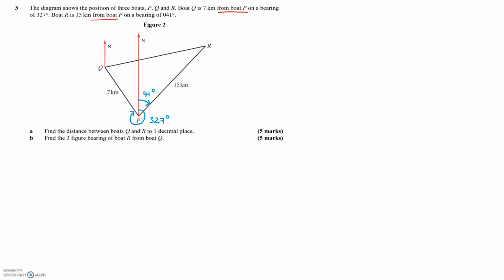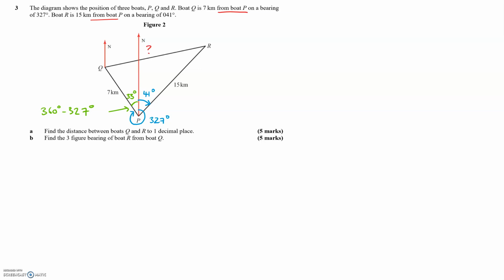So with that information, we could instantly work out what this angle is. Looking at the angle 327, I could just do 360 minus 327, and that tells me that that angle there is 33 degrees. So I've used the information that they've given me, but I don't really know what they want me to do yet. It does say find the distance between boats Q and R. So that is this distance here.